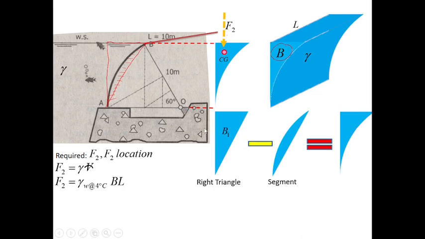Sabihin natin, yung right triangle, meron siyang area B1. Ang ating segment, meron siyang area B sub 2. Ang net area natin or resultant area ay magiging B. Okay? Area nito, B1 minus area B2 equals to area B. So, mahanap na natin, ang B ay B1 minus B2.